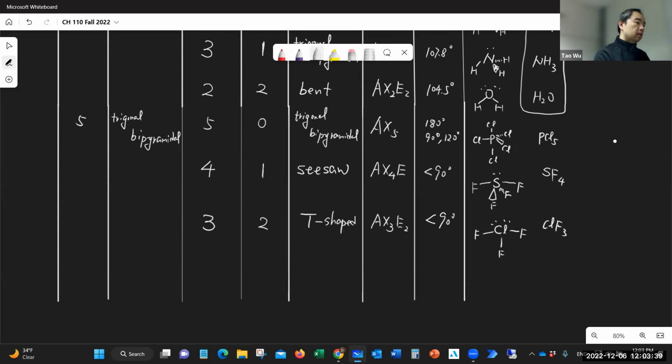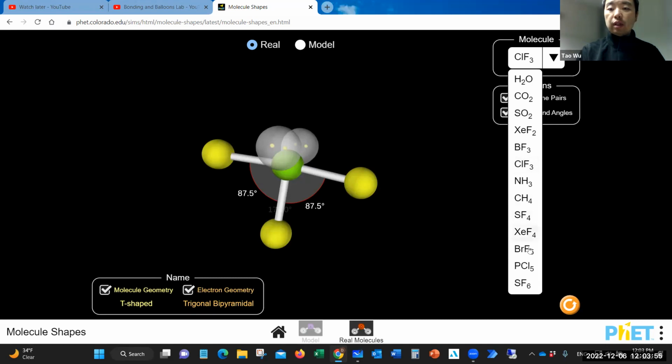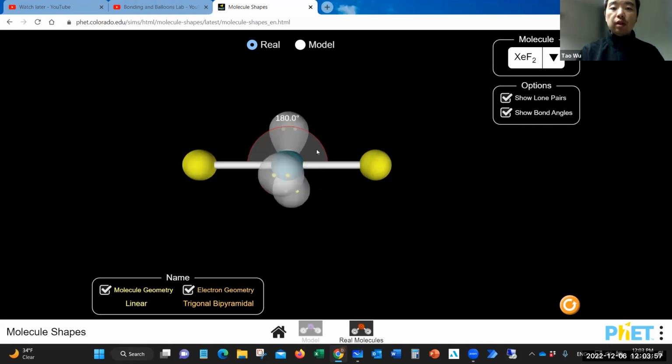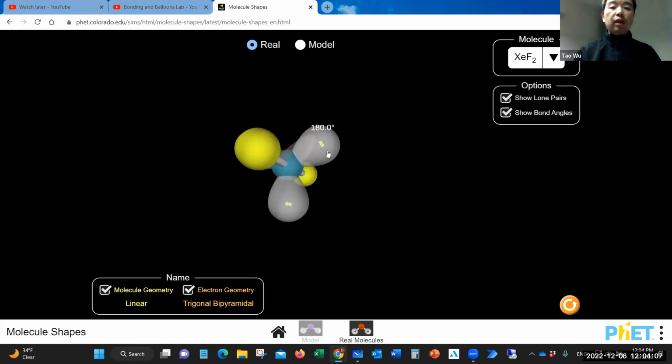Okay, the last case: if you have 2 bonding domains, but you have 3 lone pairs, then what is the shape? This guy will become exactly a linear shape. XeF2. You see, they lose everything in the middle. And since this guy has three invisible lone pairs over there, they cancel each other. They push against each other.